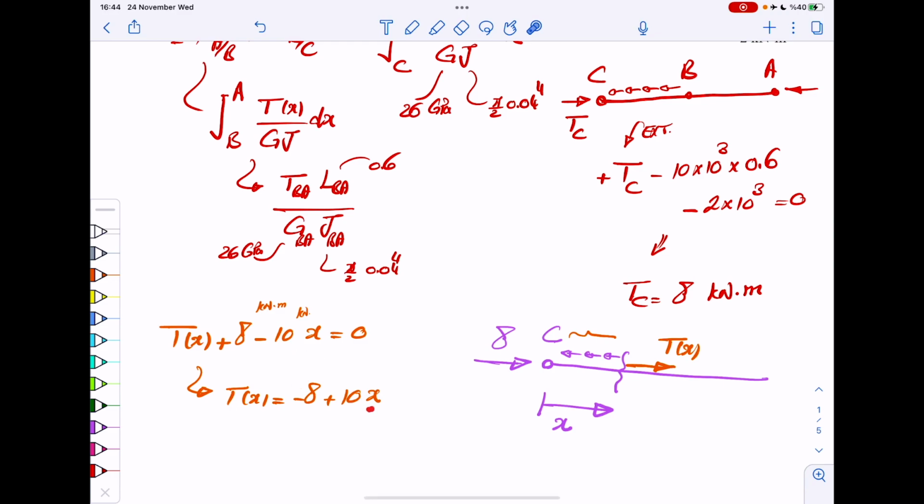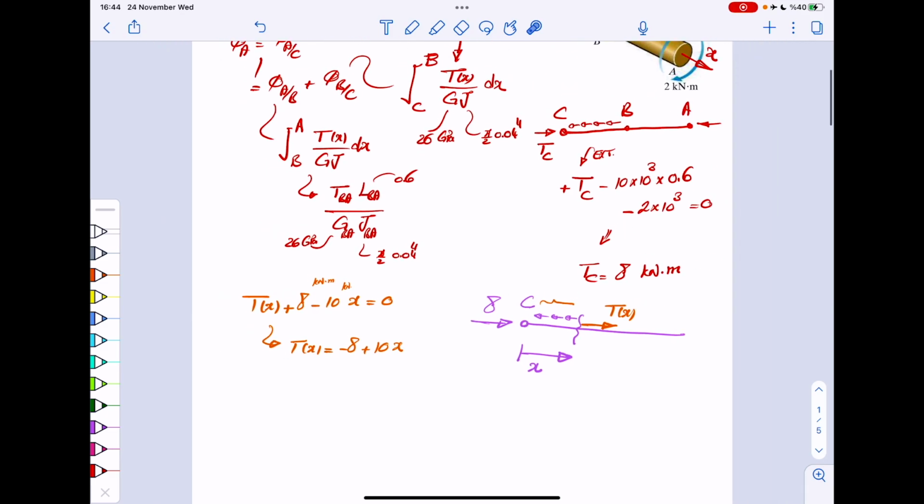So you get a minus. That means at the very beginning, at x equals 0, your internal torque would be minus 8, which makes perfect sense because you have 8 on the outside. You need the opposite of that to be on the inside. So this would be your relationship for T.